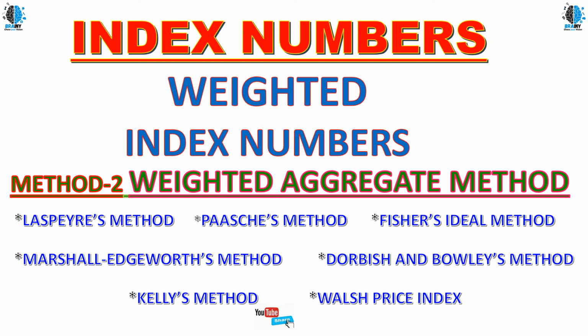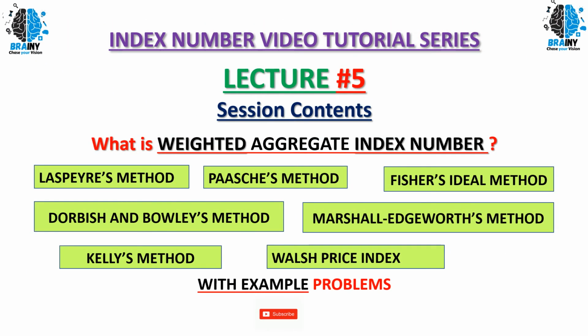In this video, you will be learning about weighted index number method 2, weighted aggregate method. This is the last type of index number we have, weighted aggregate method, wherein we have 7 different methods of index number. This is my index number video tutorial series lecture 5. In today's session you will be learning about weighted aggregate index number.